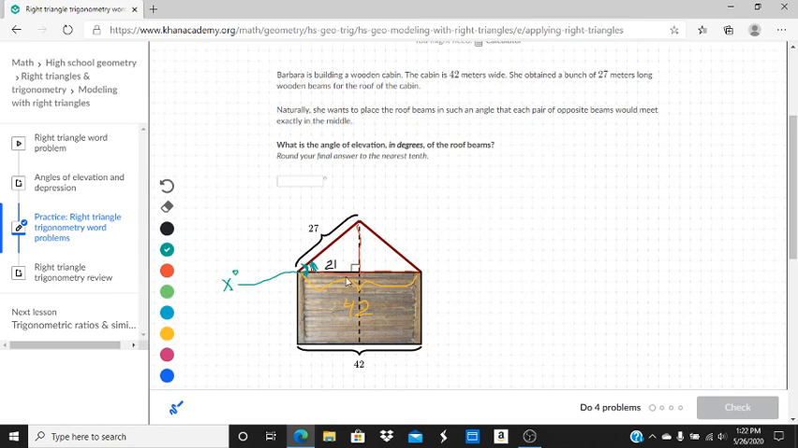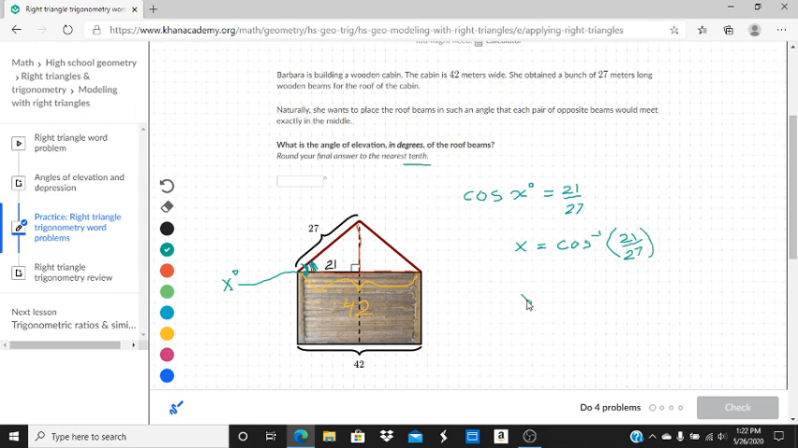So since we have the side adjacent and the hypotenuse, we can say that the cosine of X degrees equals the adjacent side 21 over the hypotenuse 27. And from that, we can say that x equals the inverse cosine of 21 over 27. And we're going to be rounding to the nearest tenth.